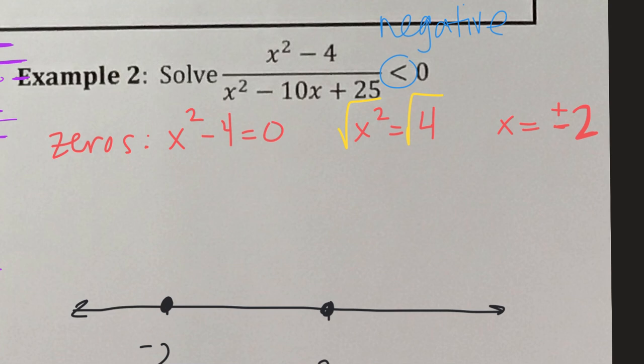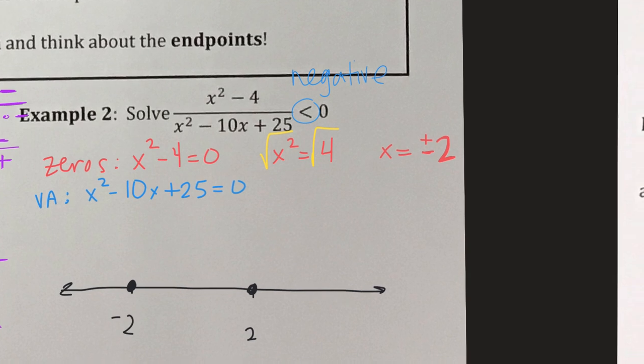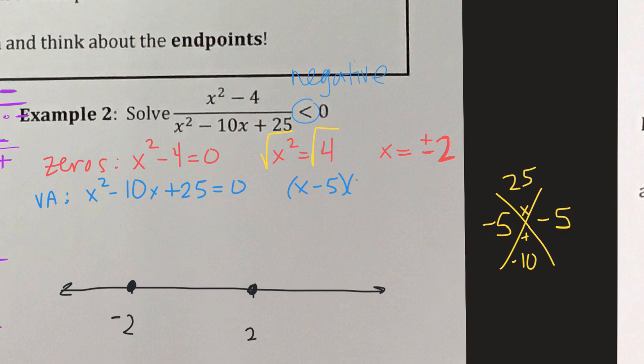Now let's look at our vertical asymptotes. That comes from your denominator. So x squared minus 10x plus 25 equals 0. So we have ourselves a quadratic. In our brains we need to think what numbers multiply to give us 25 and add to give -10? What numbers multiply to give 25 and at the same time add to give -10? Good, -5 and -5. So x minus 5 and x minus 5.